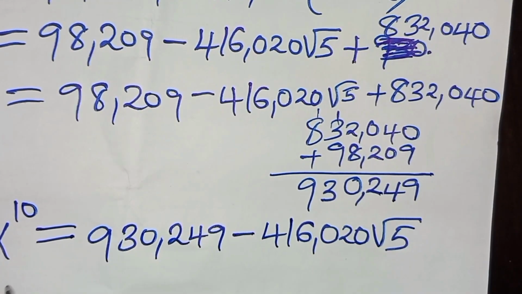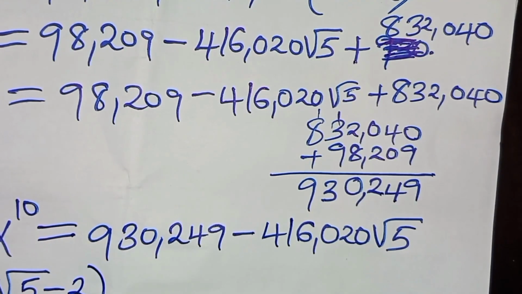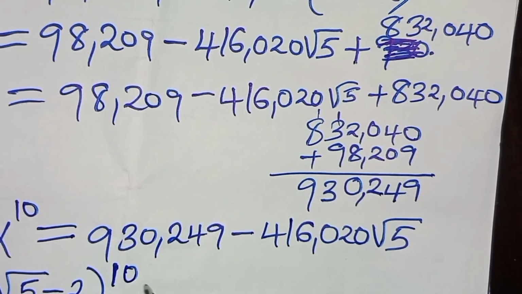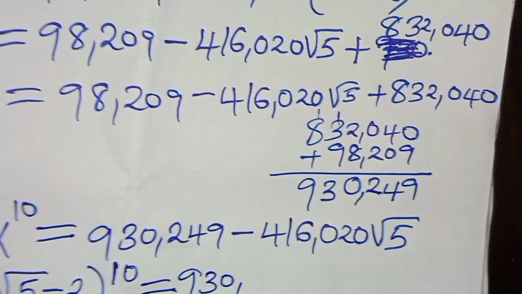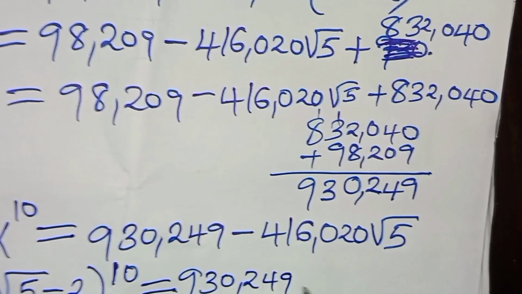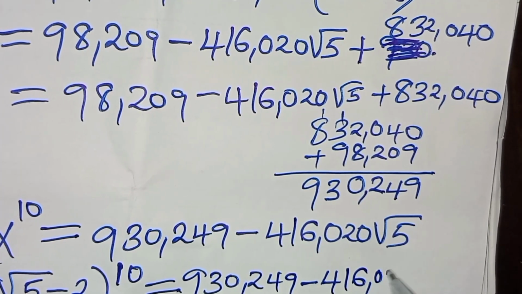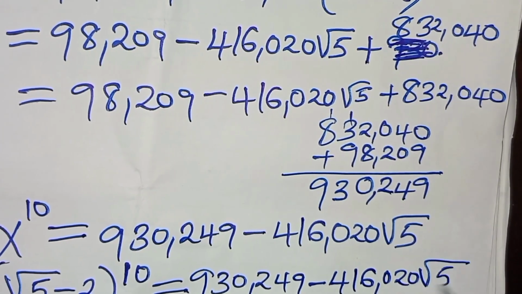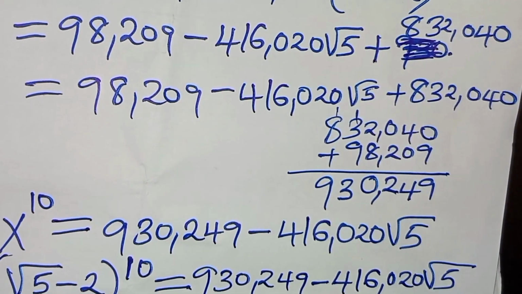So that means that square root of 5 subtract 2, raised to the power 10, is equal to 930,249 subtract 416,020 square root of 5. And this is the solution.